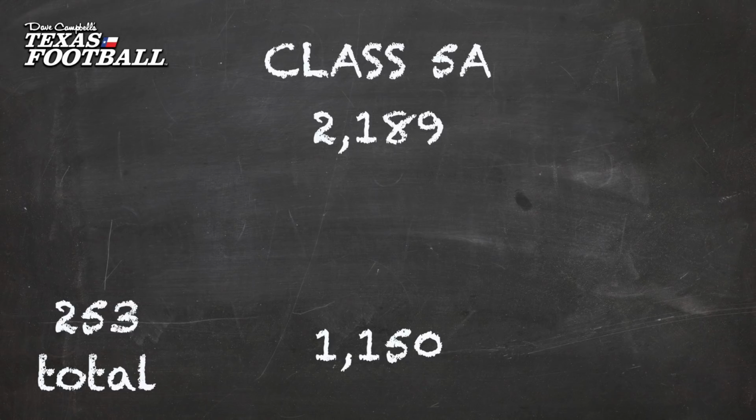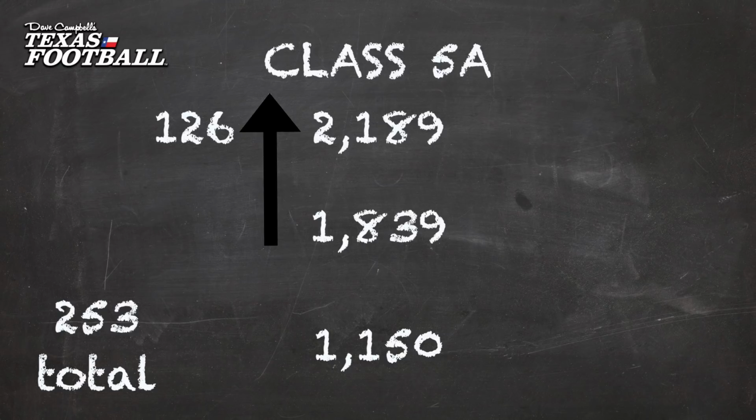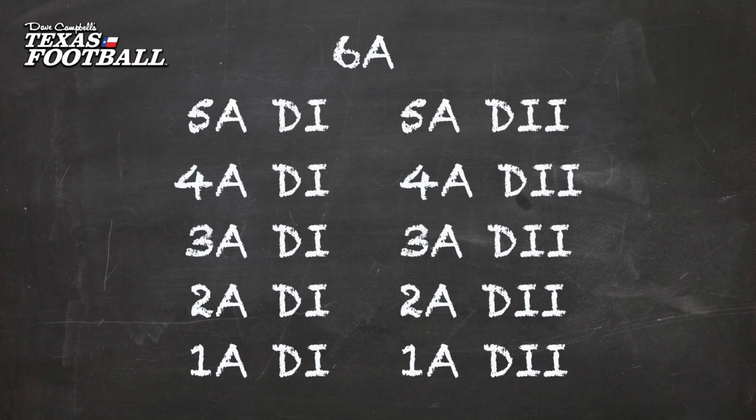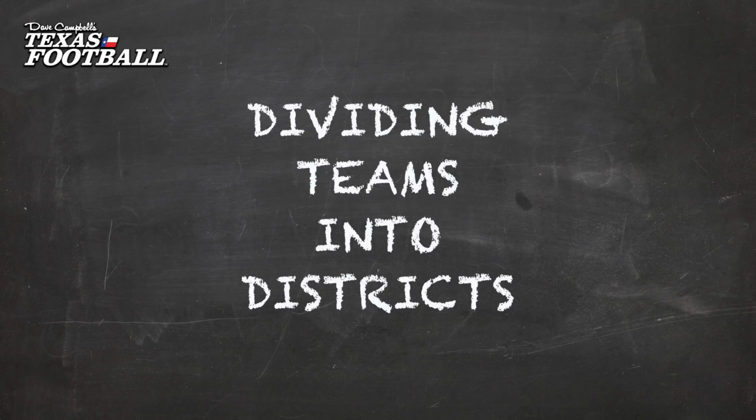The midpoint is at 1,839. There are 126 5A schools above 1,839 and 127 5A schools below 1,839. Those bigger schools make up 5A Division 1. Those smaller schools make up 5A Division 2. So really, the schools are already divided 11 different ways. But now comes the fun part. It's time to divide these teams up into districts based on geography.